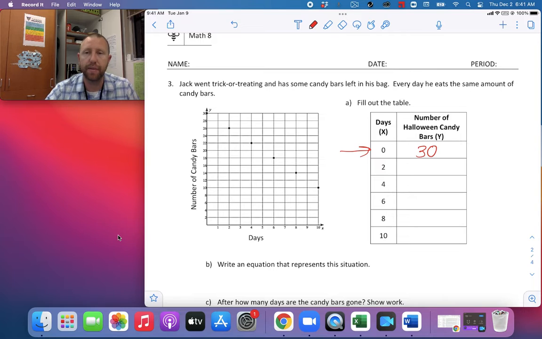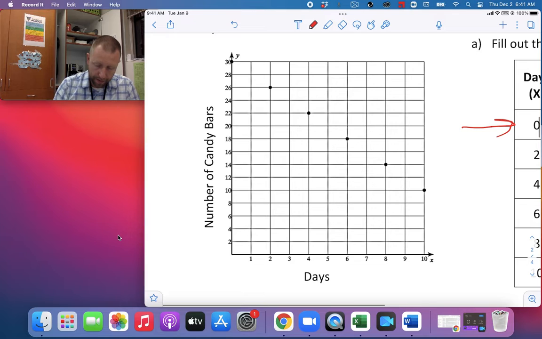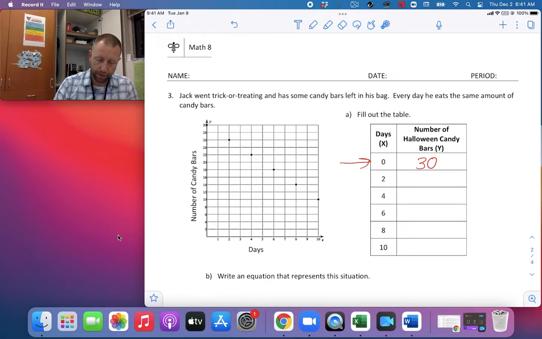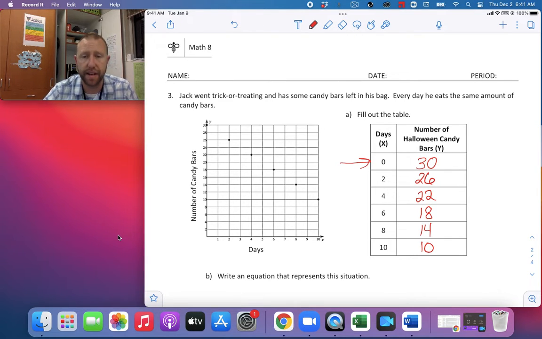And then the next spot in the table says, well, what about at 2 days? So I go to 2 days, right? Go to 2 days right here, and I look up until I get to that point, and it's at 26. So I'm going to put in 26 there, and then I start to notice something. It's going down by 4s every 2 days over. So this would be 22, 18, 14, and 10. Okay, at 10 days there are 10 pieces of candy, or 10 candy bars left.